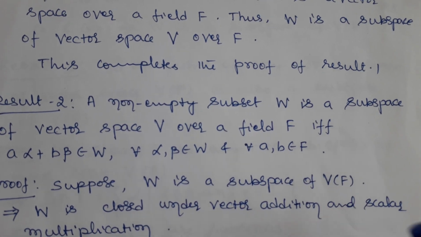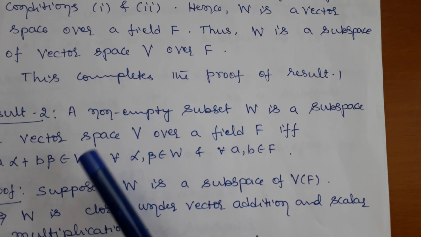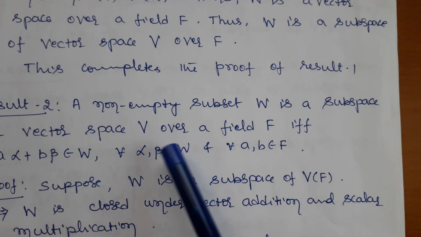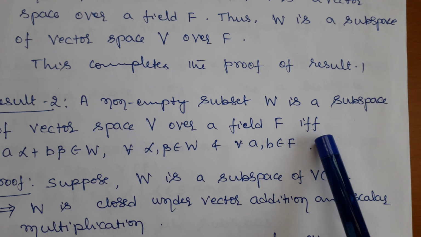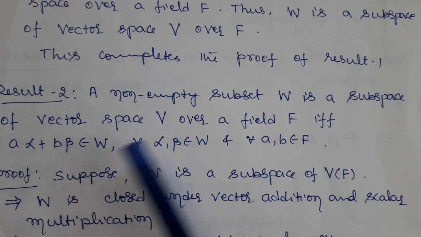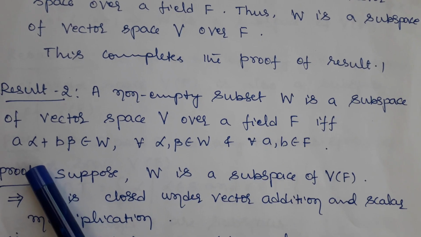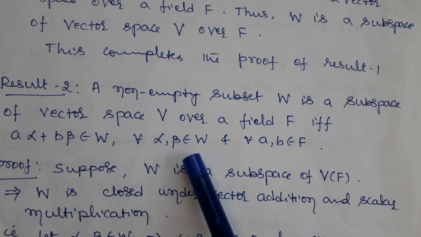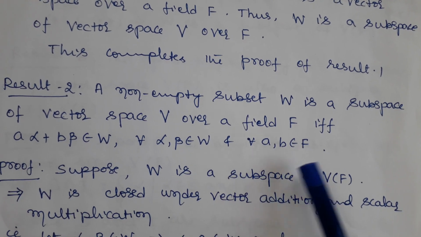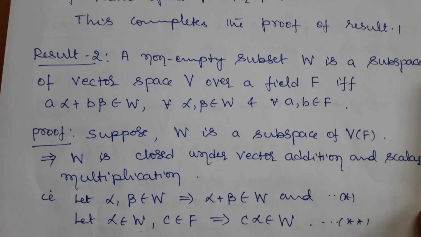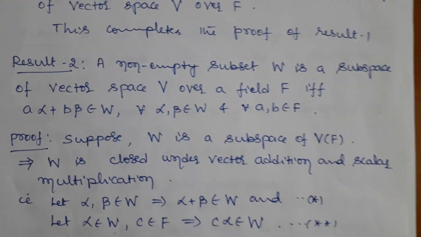Now moving to the second result. The result is: a non-empty subset W is a subspace of a vector space V over a field F if and only if, combining both closed under vector addition and scalar multiplication, a alpha plus b beta belongs to W for all alpha, beta belongs to W and for every a, b belongs to the field, meaning scalars.